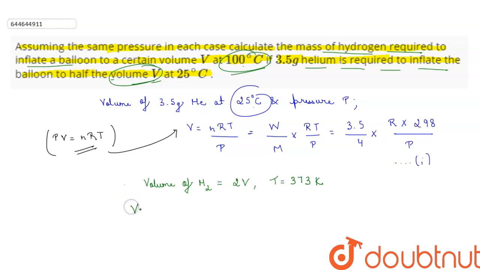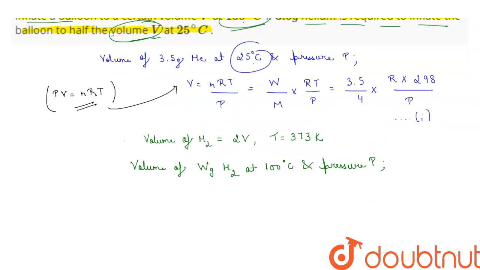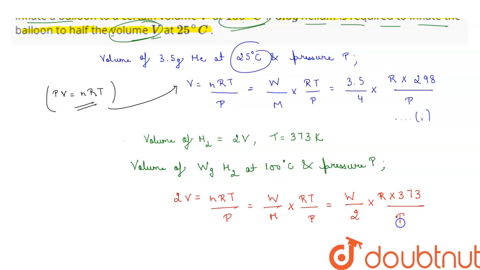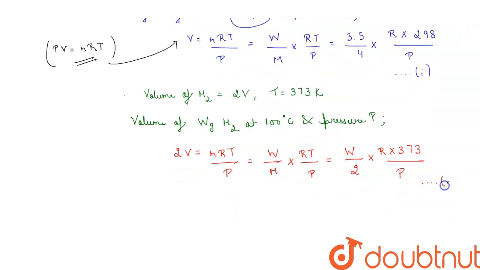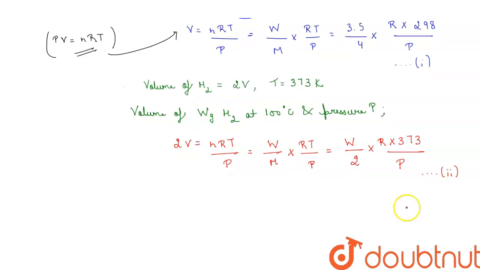Therefore, the volume of W gram of H2 at 100 degrees Celsius and pressure P is 2V equals nRT by P. Again, n will be given mass divided by molecular mass, into RT by P. So W, the molecular mass of H2 gas is 2, into R into 373 divided by P, and this is equation 2.